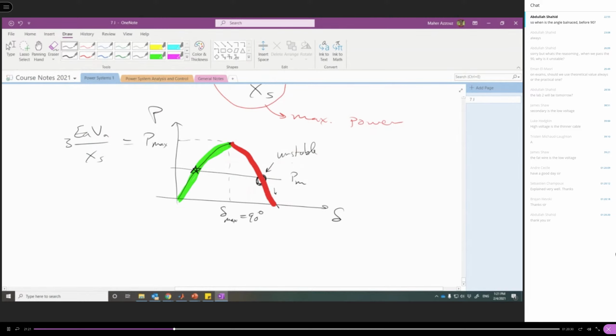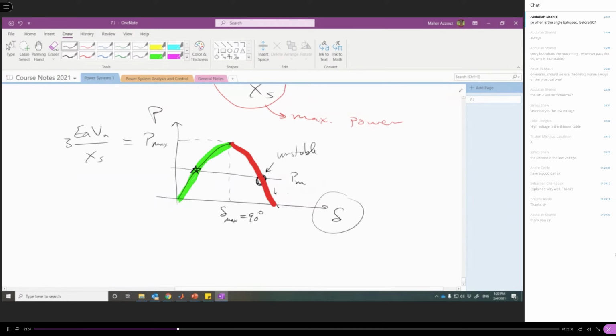And the generator will not be synchronized with other generators in the system. So synchronization here means it will not operate at the same frequency. And the angle difference between the voltage of the generator under study and the rest of the generators in the system is not constant, because delta will keep bouncing for any operating point in this range. So this is the meaning of synchronization.